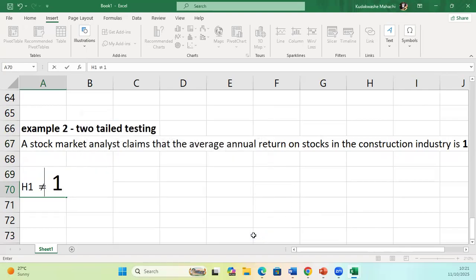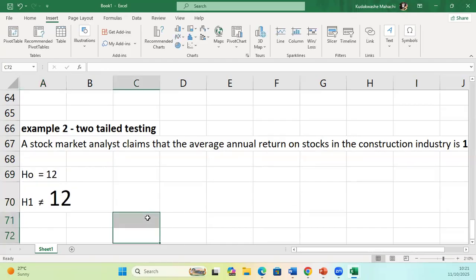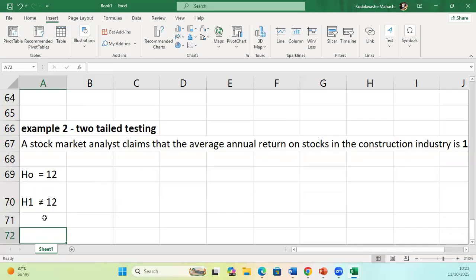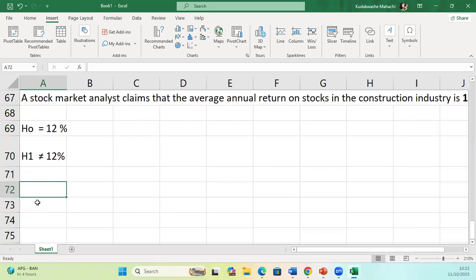So H1 is saying the average is not equal to 12. H naught is saying the average is 12, but H1 is saying no, the average is not 12. So if the average is not 12, it means this is 12%, by the way. So if it's not 12%, it means it could be greater or it could be less than 12%. So H1 is just opposing, saying it's not 12. So that's step number one.